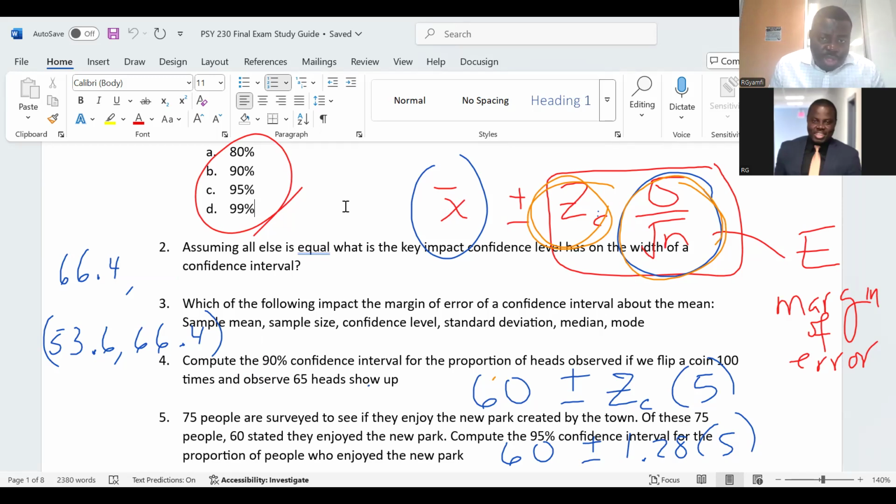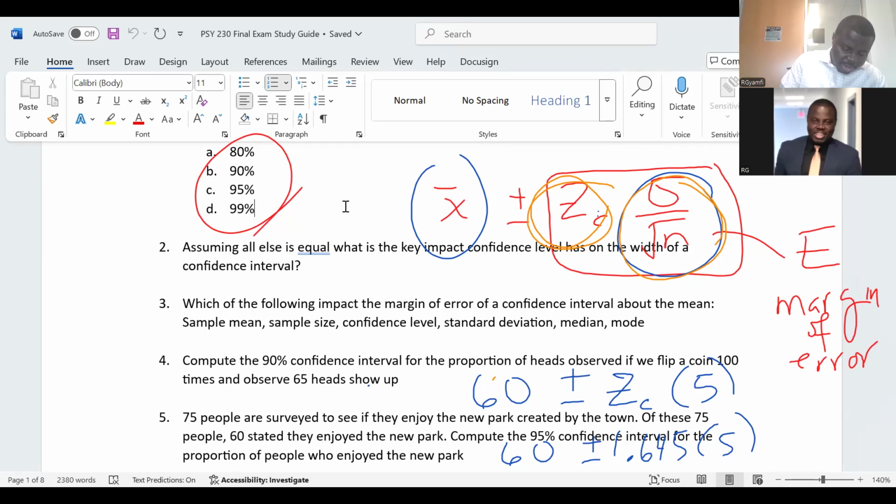Now, let's say I increase my confidence level to 90%, and 90% is 1.645. So my Z value is going to change from 1.28. I'm going to erase the 1.28, and put in 1.645 for 90%. So 1.645 times 5 gives me 8.225.